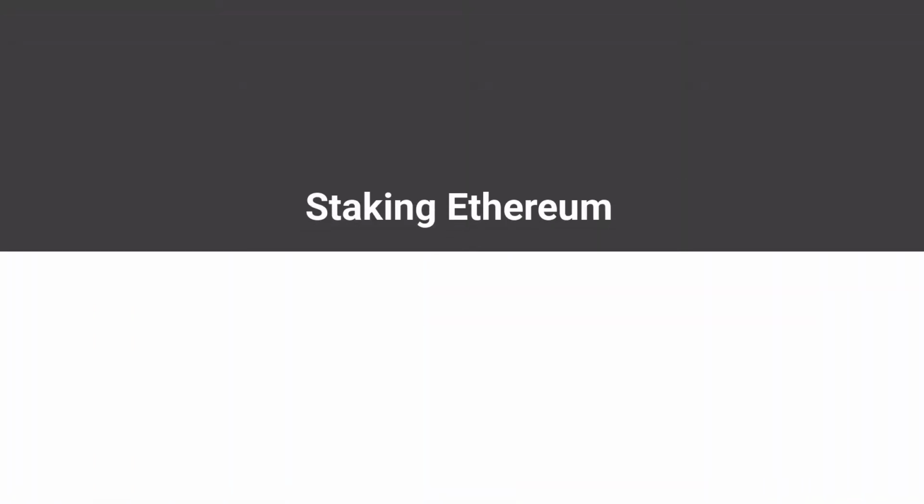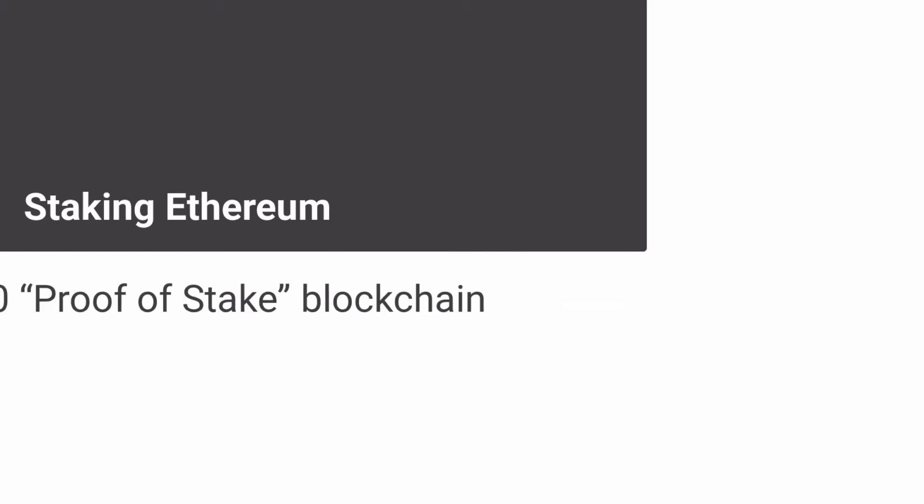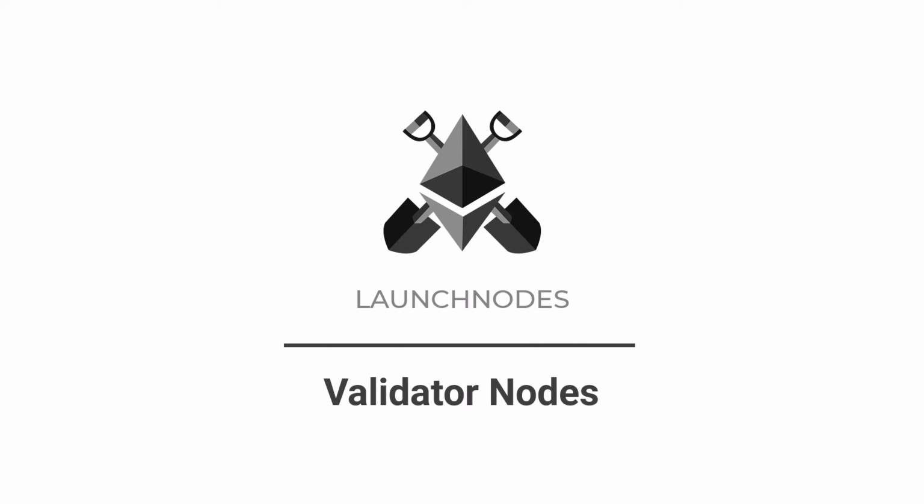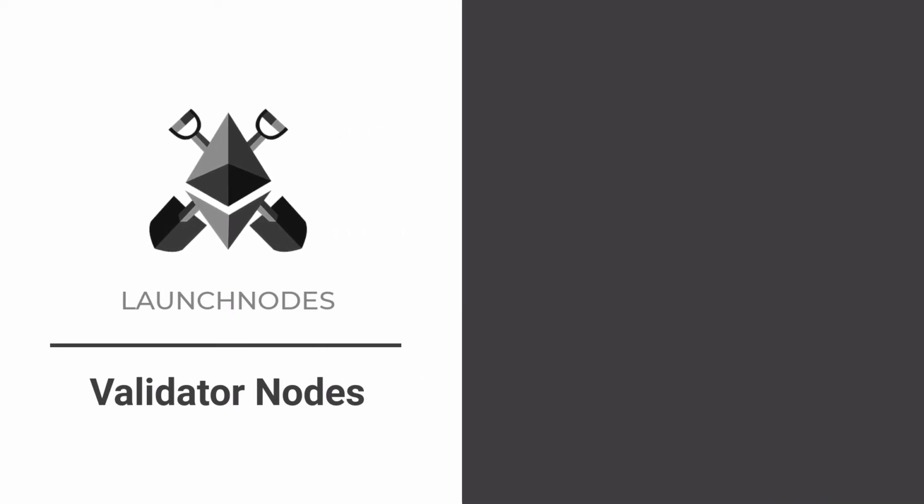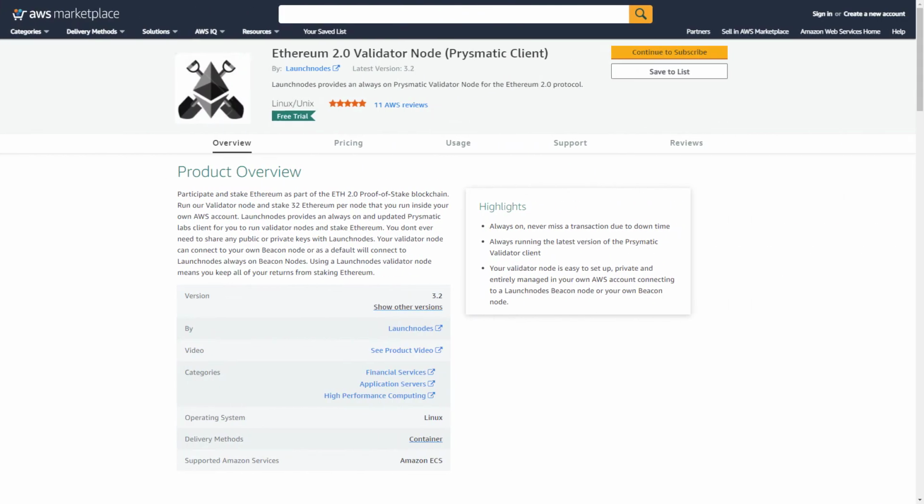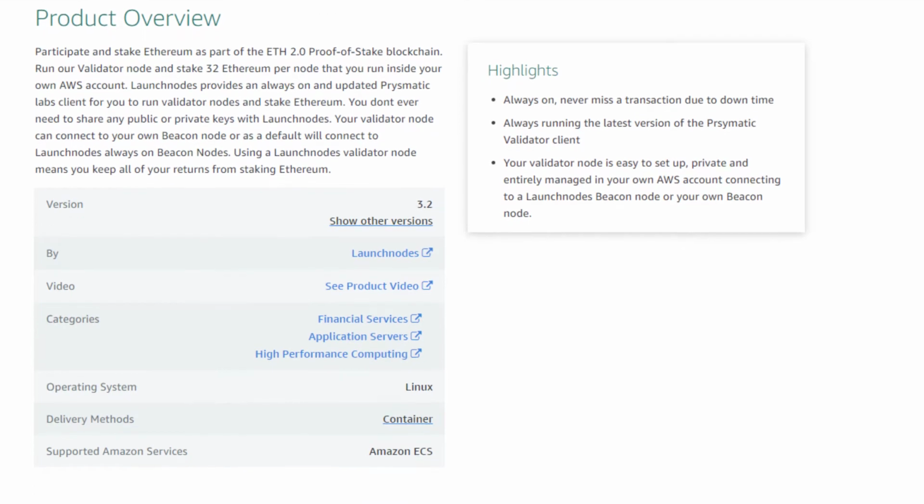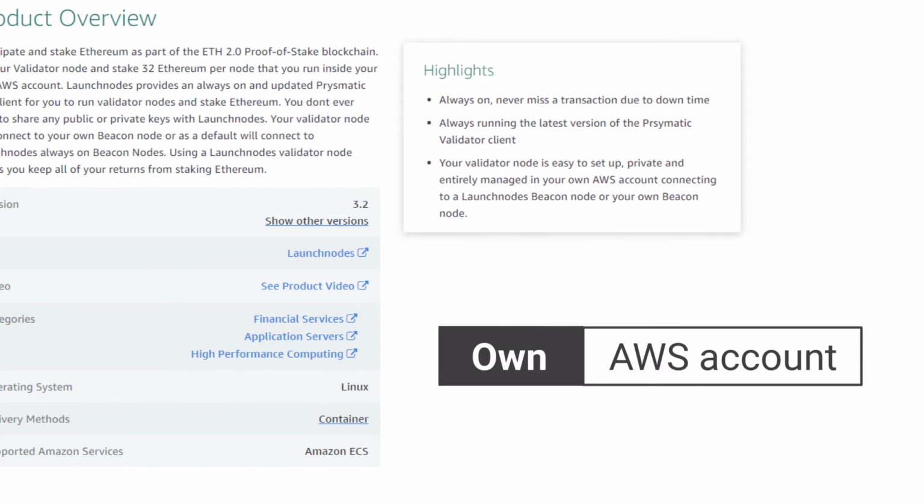If you are staking Ethereum as a part of the Ethereum 2.0 proof of stake blockchain, you can use Launchnodes validator nodes. We ensure that you or your organization keep all of your returns from staking Ethereum. Buy Prysmatic validator nodes from AWS Marketplace and run the nodes in your own AWS account.